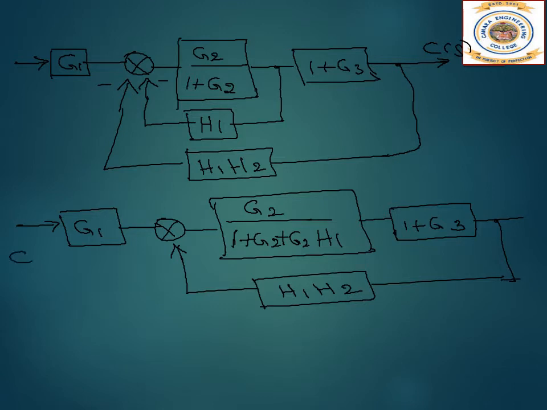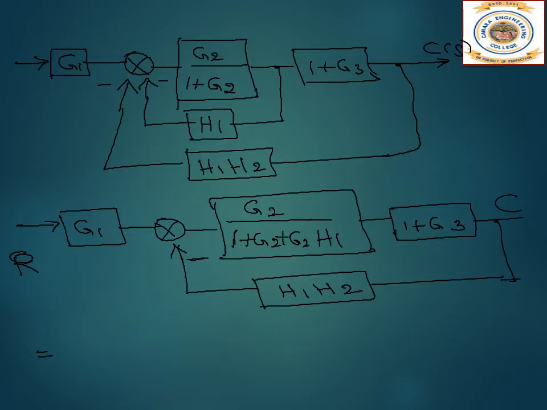So finally we have R of S and C of S. Now this is negative feedback. G2 by 1 plus G2 plus G2 H1 and 1 plus G3 are in series, so you have to simply multiply. Then the whole of these two blocks are in feedback, and H1 H2 is the feedback to these two blocks, so that we can simplify using the formula G of S by 1 plus G of S H of S. So let me just write it over here.